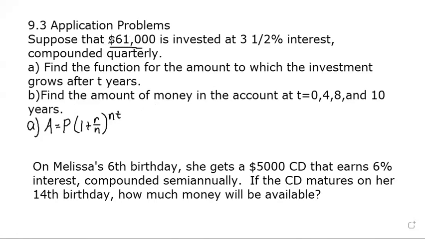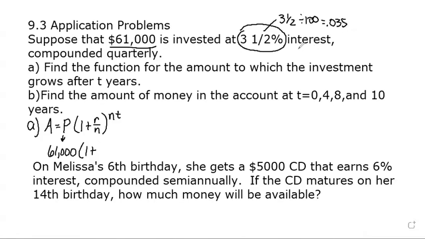So the formula says that we're starting out with $61,000. So when I write my formula, instead of P, I'm going to put 61,000. Okay, and then I've got 1 plus R. And this could be a little bit tricky, but you don't ever want to put the percent, you want to change your percent to a decimal. So if it's 3.5%, to change that to a decimal, you're going to need to divide by 100 and get 0.035 when you do that.